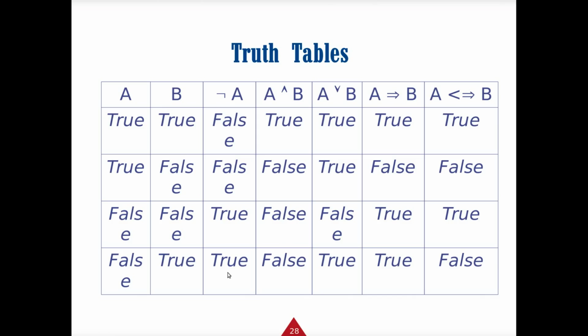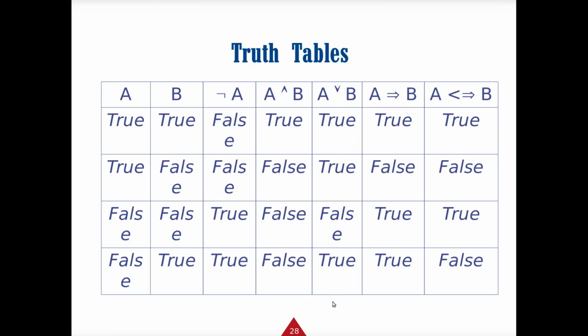We have A and B. If A and B are both true, then this statement will be true. If either one of them is false, it's going to be false. And remember, for OR statements, only one of them has to be true for the statement to be true.